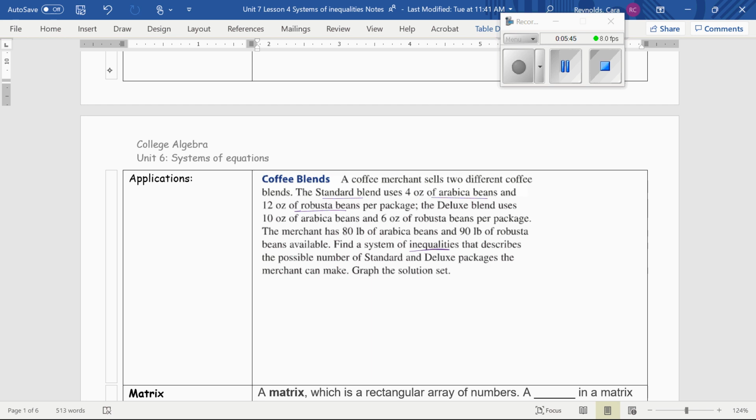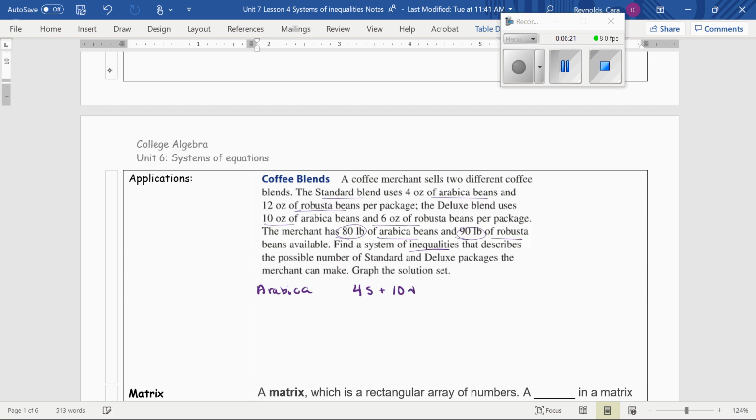The deluxe blend uses those same 2 types of beans as well. A merchant has 80 pounds of the first type and 90 pounds of the second type. So those are your totals that you're going to look at here. So in the standard blend for your first type of beans here, you have 4 ounces in the standard blend and 10 ounces, excuse me, in your deluxe blend.